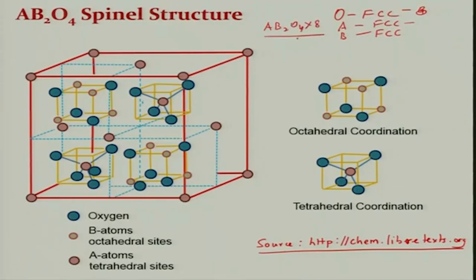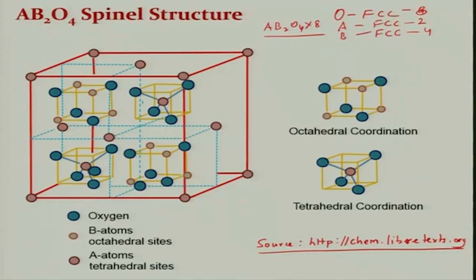So 8 FCC lattices of oxygen, you will have 8 atoms of A, so 2 FCC lattices of A, and you will have 4 FCC lattices of B. So each of these will make an FCC lattice in itself. That is a crystallographic requirement for it to be FCC.